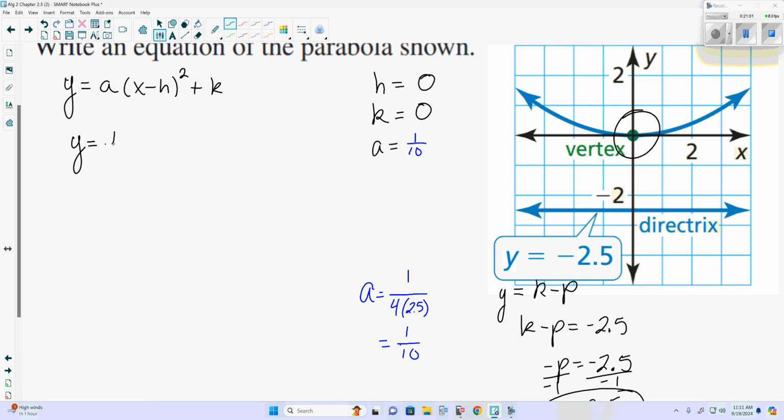So we have 1/10 times x minus 0 squared plus 0. Well, really that's just 1/10 x squared. If you do leave it as 1/10 parentheses x minus 0 squared plus 0, I won't count it wrong because it's not wrong. It's just not, we normally simplify down. Questions on this here?